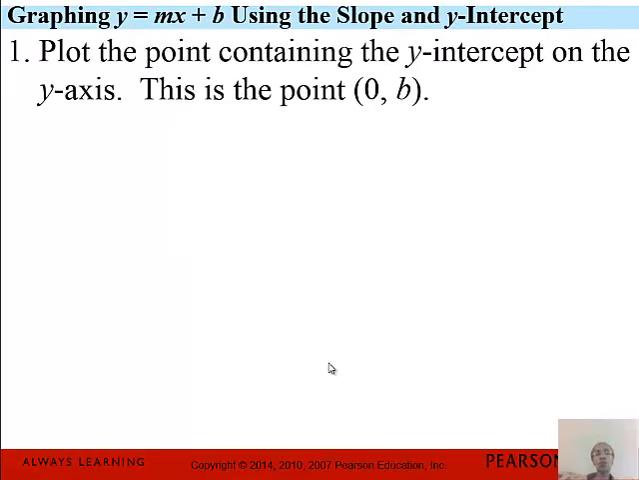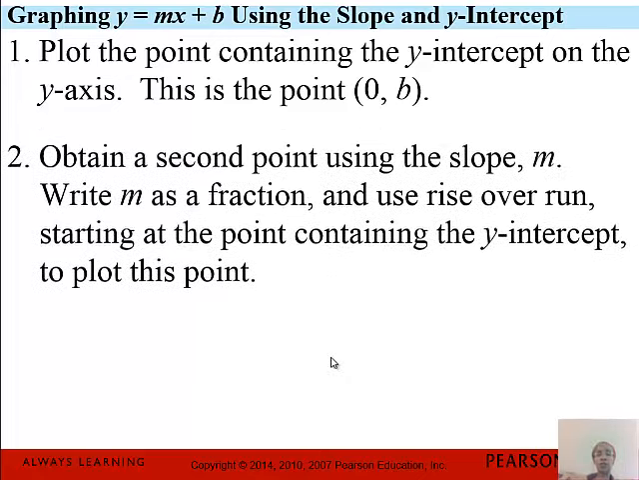So when I want to graph using the slope and y-intercept form of the line equation, I begin by plotting the point that is the y-intercept on the y-axis. So this is the point (0, b). To be on the y-axis, your x-coordinate has to be 0.